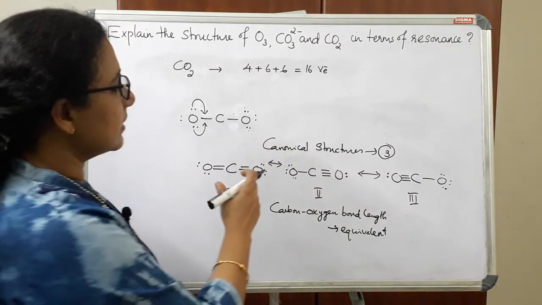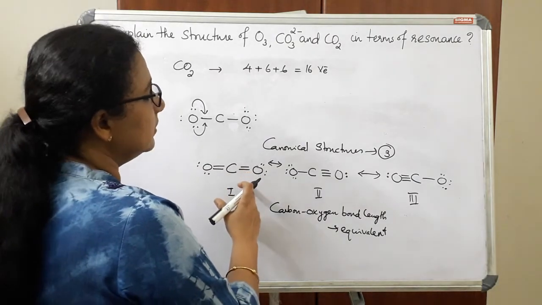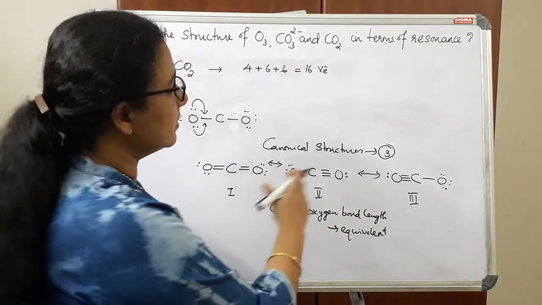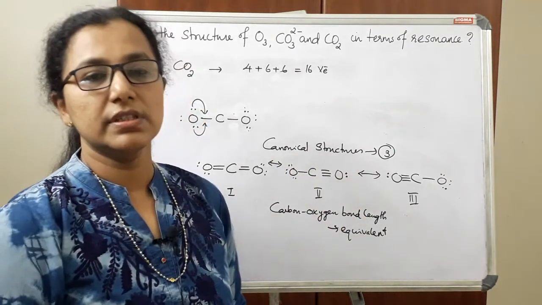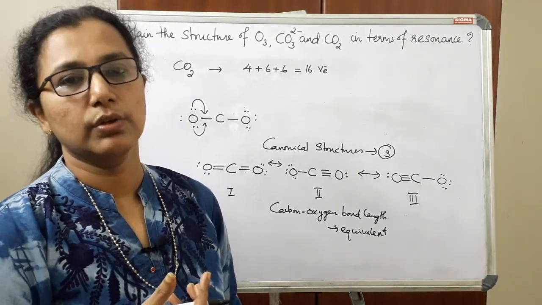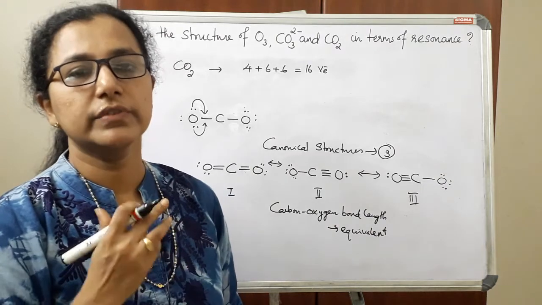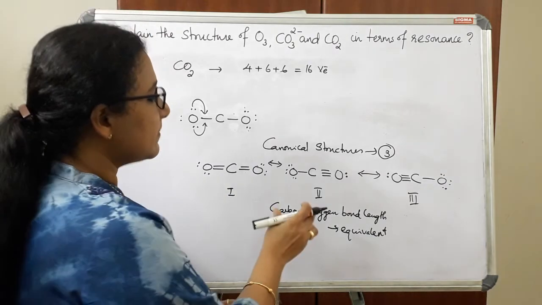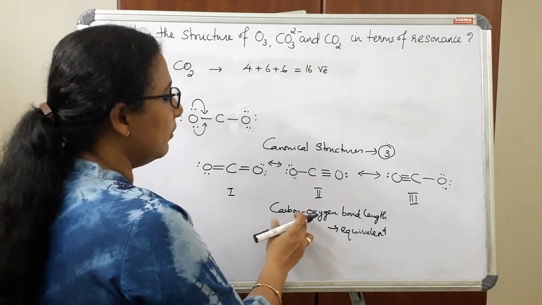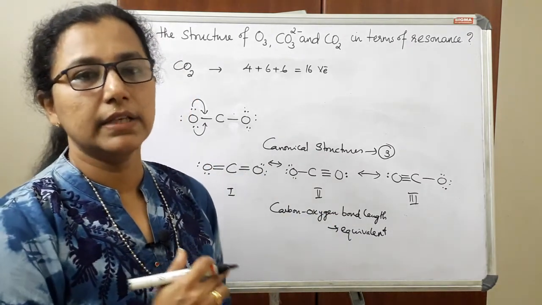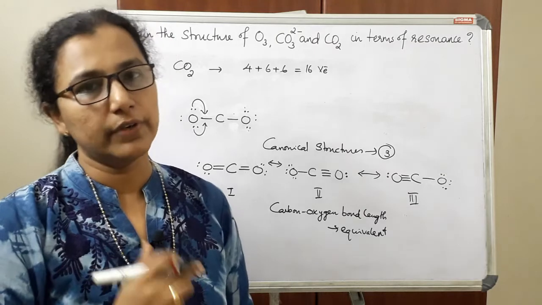So the real structure is not 1, 2 or 3. These three structures are actually imaginary structures, or we can say they are canonical structures. So the actual structure is the resonance hybrid of these three structures. So the experimentally determined value of the carbon-oxygen bond length can be explained only on the basis of resonance.